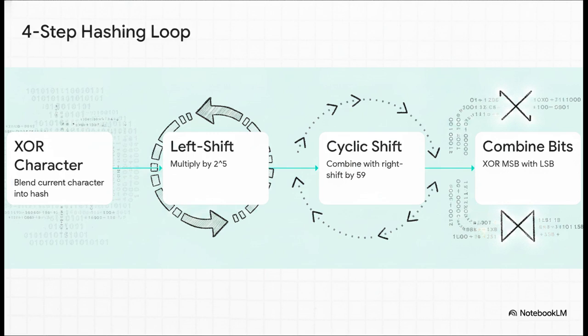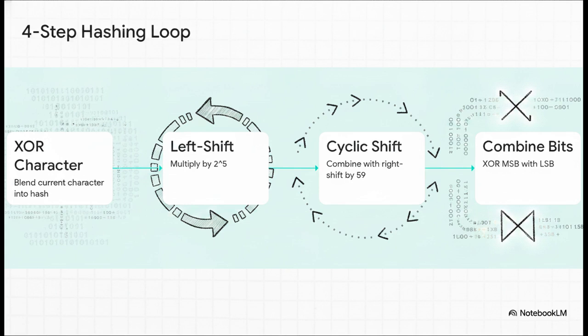From there, we jump into the main loop, processing every single character of our data. It breaks down into a tight 4-step process. First up, we use an XOR operation to blend the current character right into our running hash. Second, we hit it with that speed hack, multiplying by 32 by left shifting the bits by 5. Third, we combine this with a right shift of 59. That's 64 minus 5, by the way.